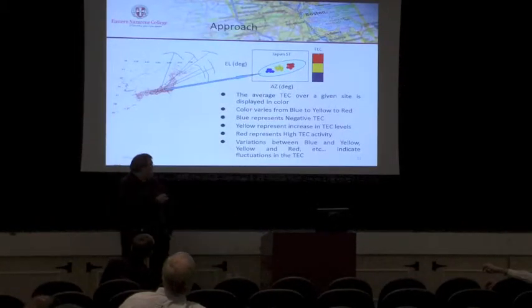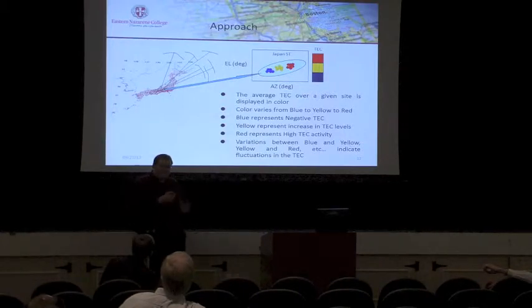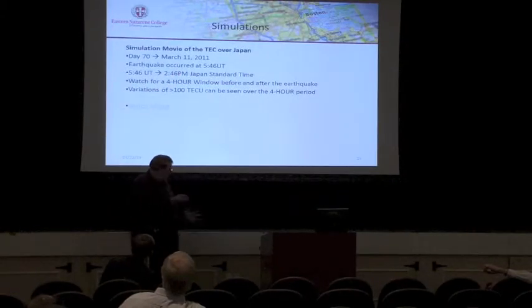So this is what the video will look like. It will look like that right there. They'll have a bunch of colors over space, and they'll be changing over time. Blue is low TEC, red is high, yellow somewhere in between. So we want to see if it fluctuates really fast. I'll show you that in a few minutes. Actually, I'll show you it now.